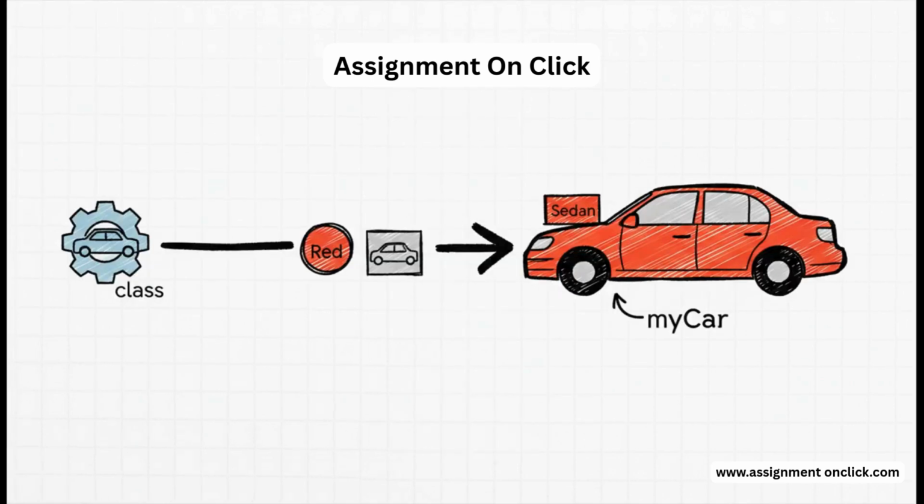Okay, now for the fun part. We use that blueprint to create a real object. This line, Car myCar = new Car(), is like the factory building the actual car. Then we use that little dot to give it specific details. myCar.color becomes red, and myCar.model becomes sedan. Just like that, we've brought the blueprint to life.